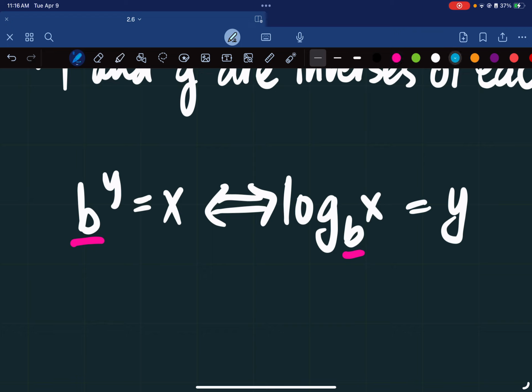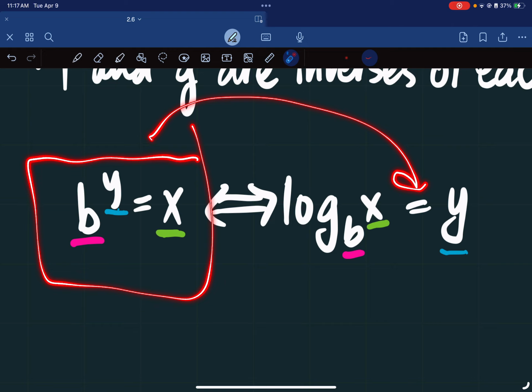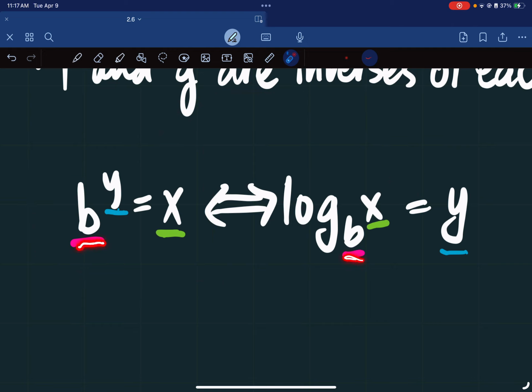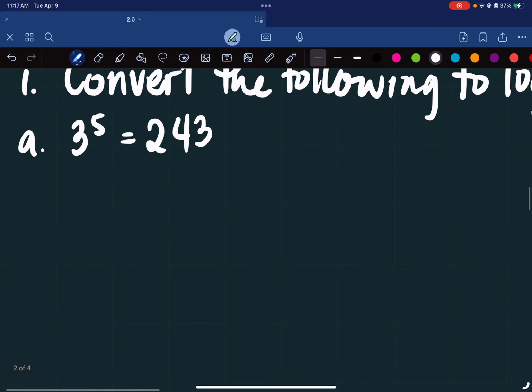Second, the exponent y becomes the number at the right side of the equation. And lastly, this x at the right side of your exponential equation becomes the argument of your logarithmic function. So to convert from exponential to logarithmic, the base becomes the base of the logarithm, the exponent becomes the number at the right hand side, and this number at the right hand side becomes the input of your logarithm. So let's try letter A.